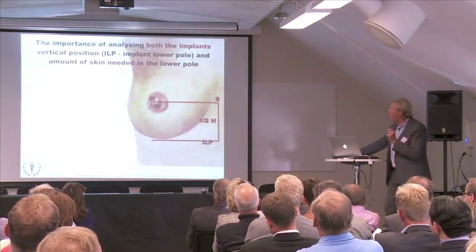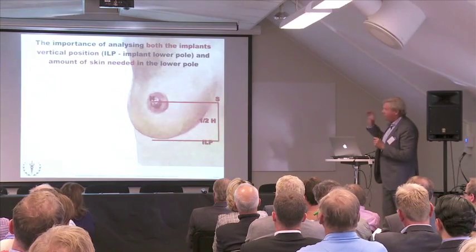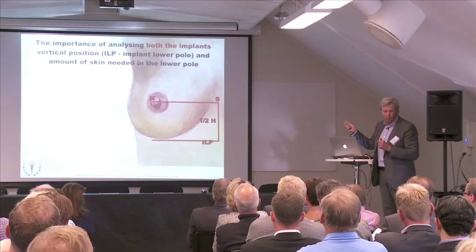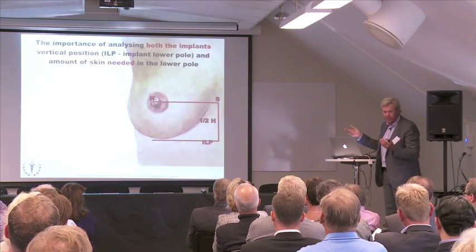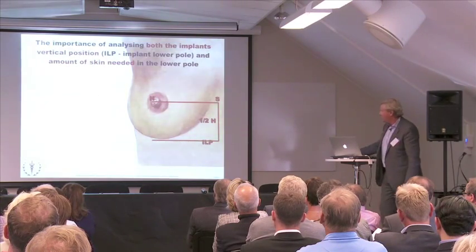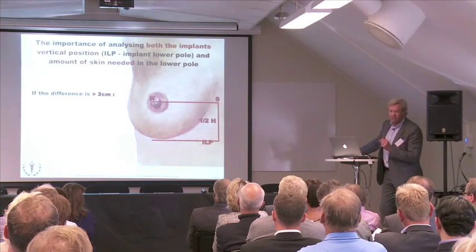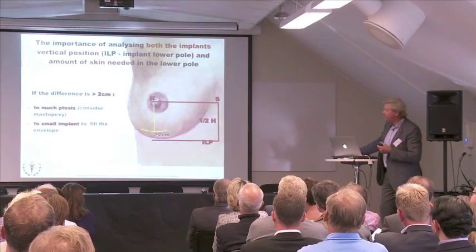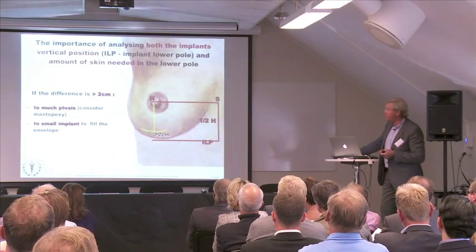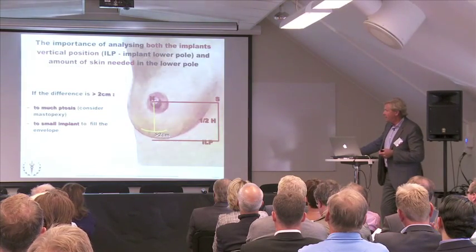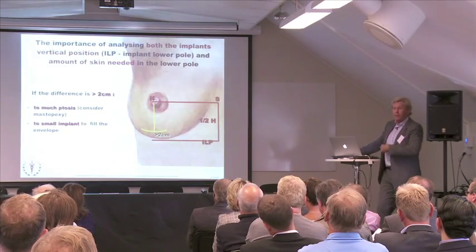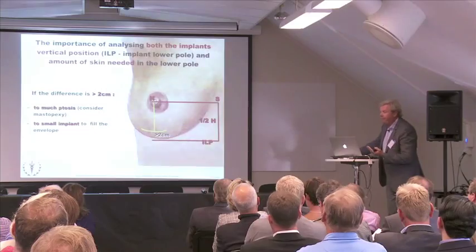Now what is the importance of analyzing both the implant's vertical position and the amount of skin you need in the lower pole? Why do you have to think about both of these things? Because if this difference is more than 2 centimeters, then there's too much ptosis. You have to consider mastopexy. Or the implant is too small to fill the envelope. Perhaps you need more LVC value to really fill that envelope.